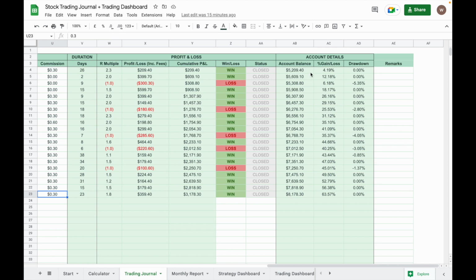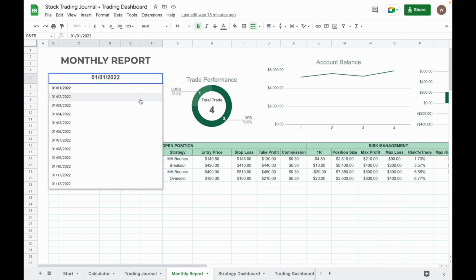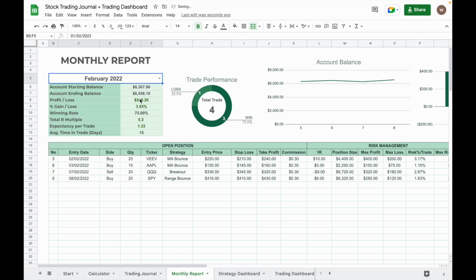It will track your account balance changes, the percentage you gain or lose from the trade, and your amount of drawdown for each trade. In this journal, there is also a monthly report to keep track of your monthly trading performance and strategy. You can choose the month you want to view from the drop-down list, and it will list out all the trades that you took in that particular month.